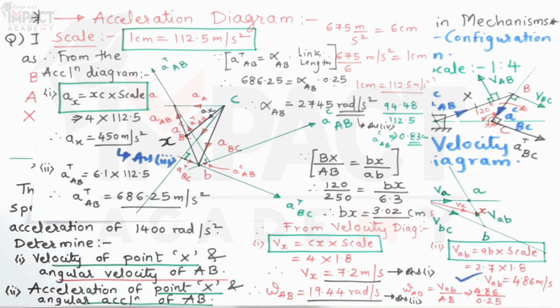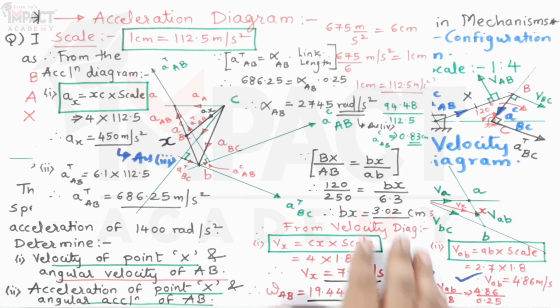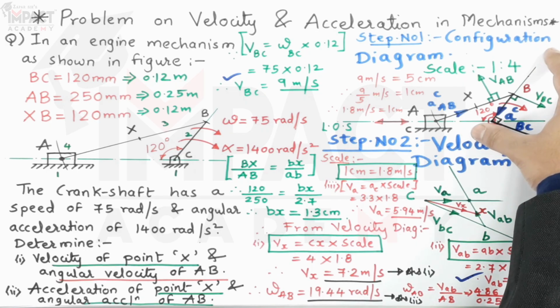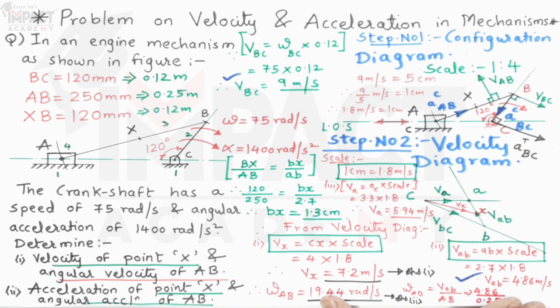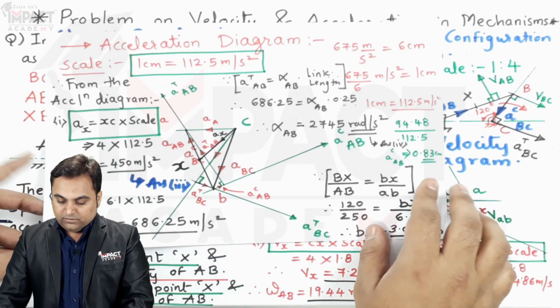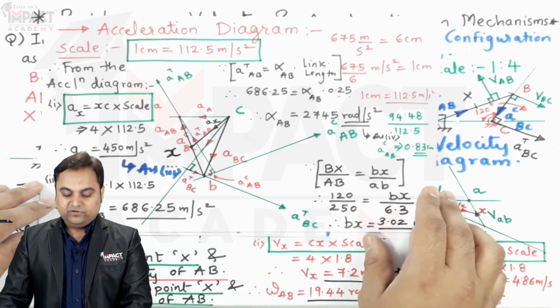And here when we see the question, all the questions have been answered. First we had drawn the configuration diagram, that was step number 1. Step number 2, the velocity diagram. We have found the unknown velocities. At last, step number 3 was the acceleration diagram. For that, the table was drawn and then the respective accelerations were calculated.